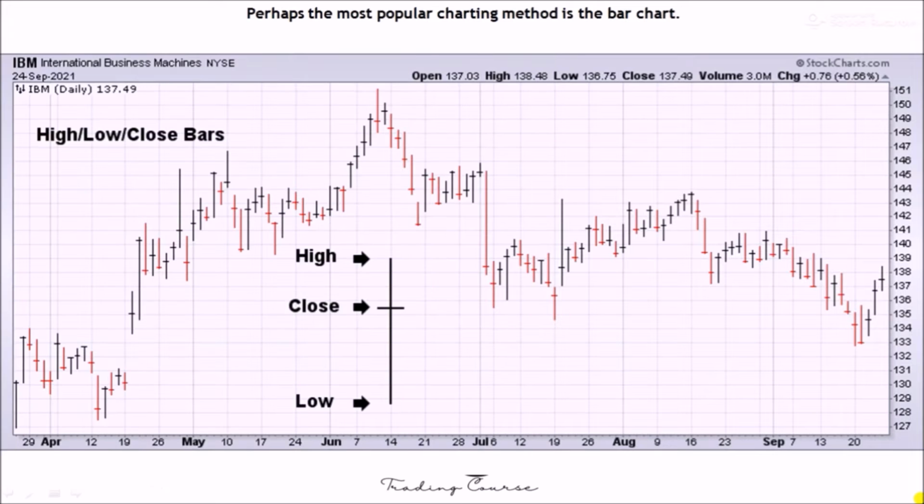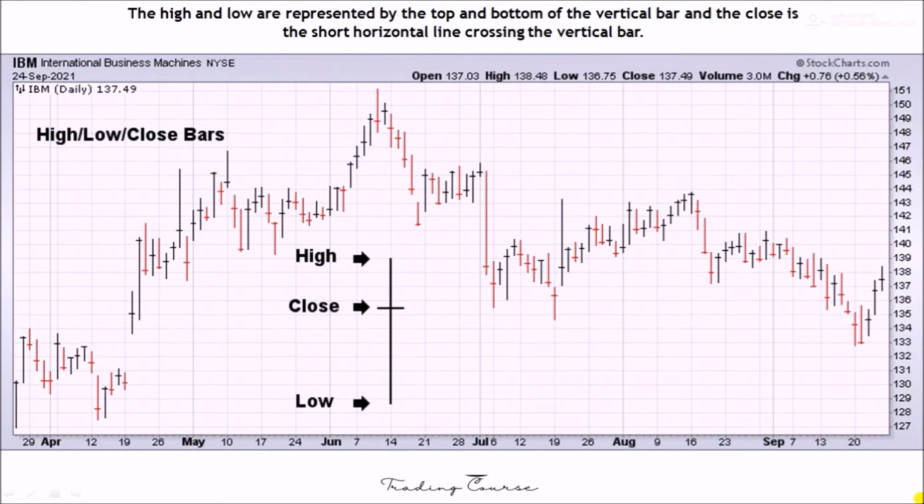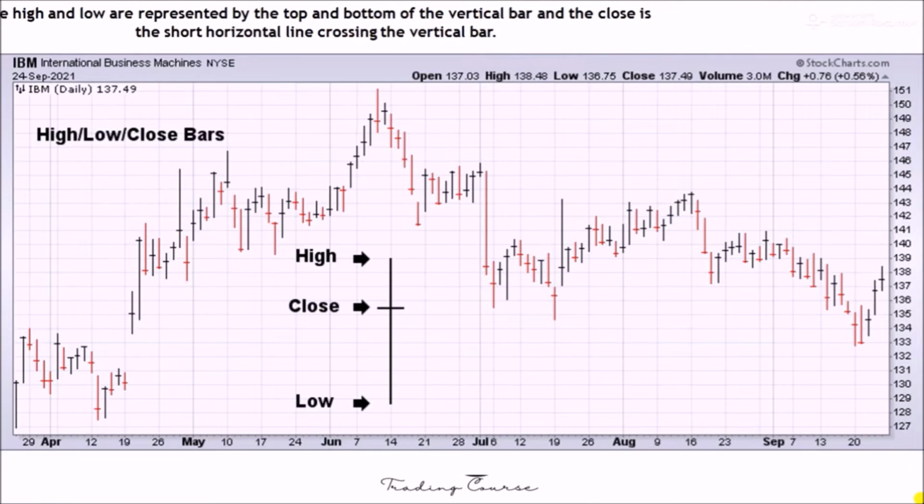Bar chart. Perhaps the most popular charting method is the bar chart. The high, low and close are required to form the price plot for each period of a bar chart. The high and low are represented by the top and bottom of the vertical bar, and the close is the short horizontal line crossing the vertical bar.